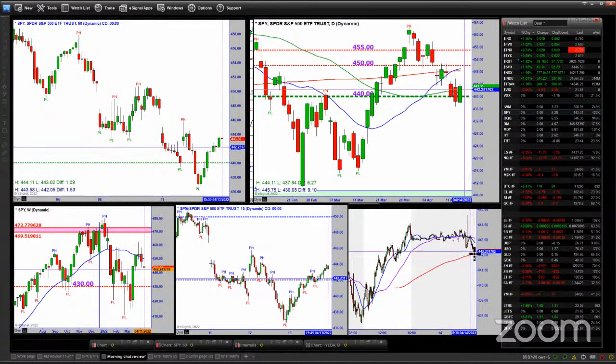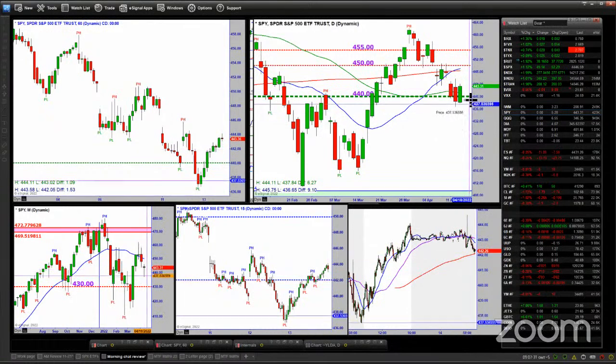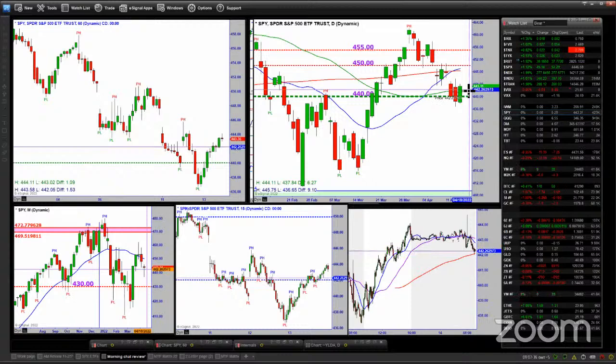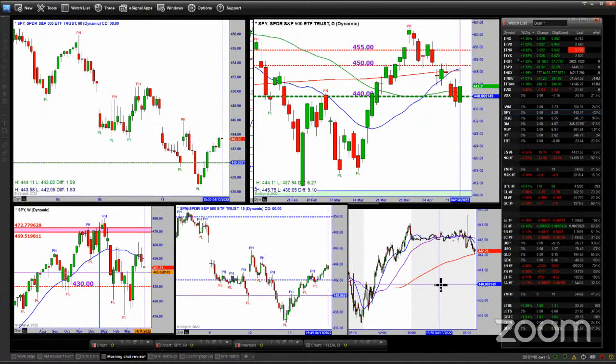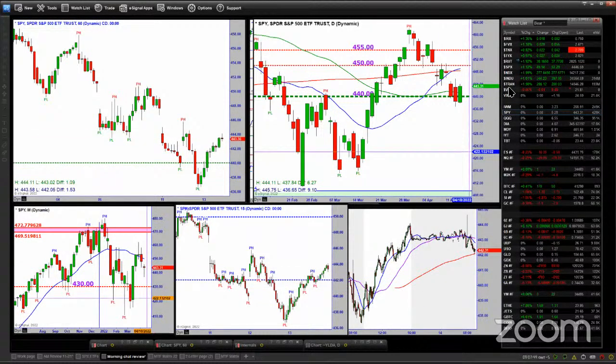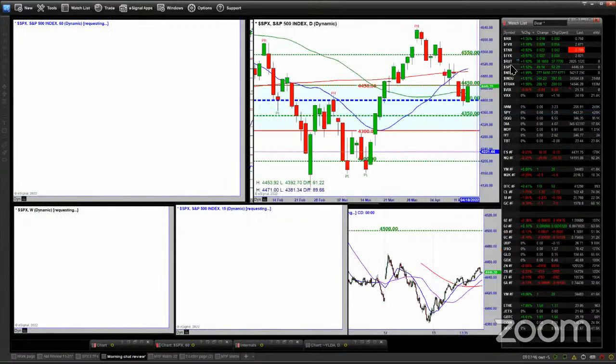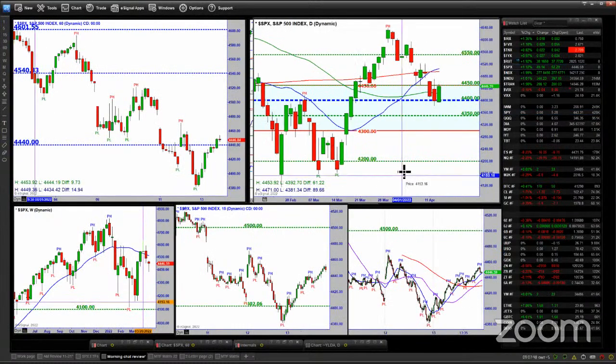SPY. And so where is that? 442 and change at the top of the bar. That's obviously still positive, and we'll see, does it begin to roll down. In SPX, I think this is a no-brainer. Let me just check the quote again.